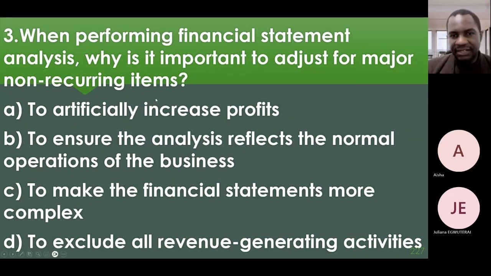A, to artificially increase profit. B, to ensure the analysis reflects the normal operations of the business. C, to make the financial statements more complex. D, to exclude all revenue generating activities. When performing financial statement analysis, why is it important to adjust for major non-recurring items?